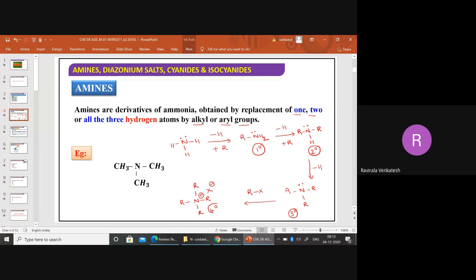Fourth one is quaternary amine. This is a salt actually. Why? Because you observe here what happened. Two charges. It is a salt actually, right? So again, I am explaining this one.